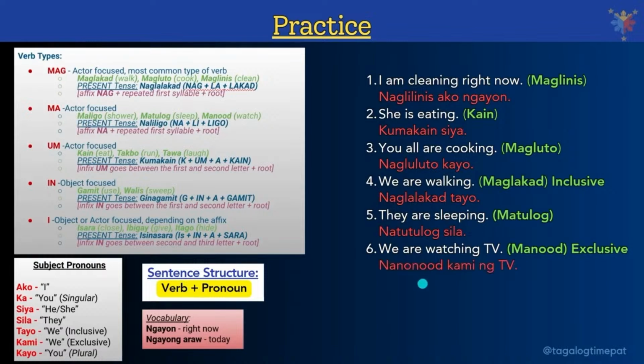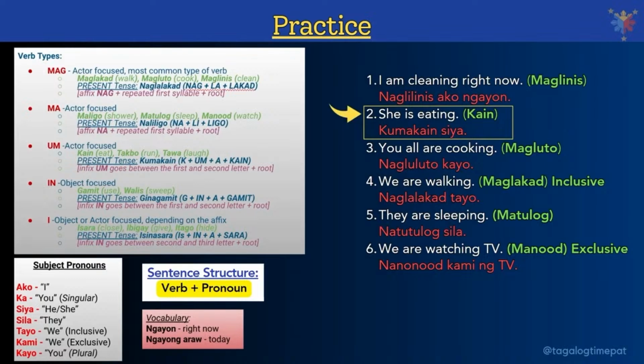And lastly, we are watching TV. Exclusive. Nanonood kami ng TV. So not everyone is doing it. It's just me and someone else. Nanonood kami ng TV. So the TV just goes at the end. Ng means some or a thing. We are watching some TV.